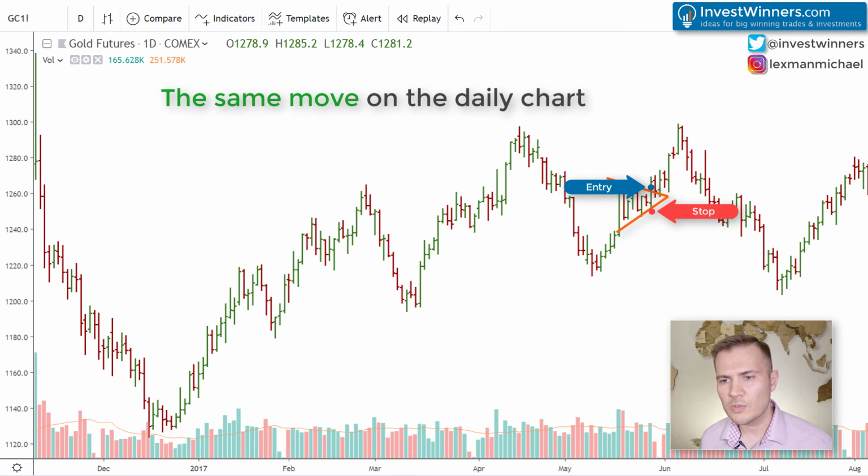Therefore, in this case, we used the pennant pattern based on the evidence that the big money is in the game and it expects the price of gold to move up.